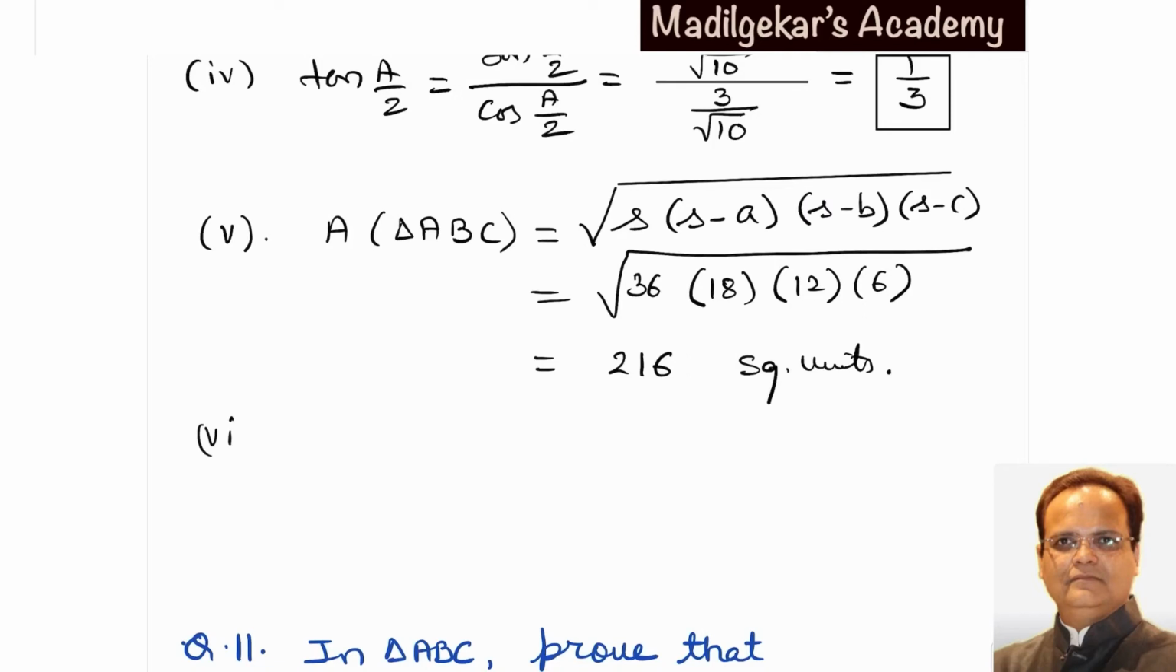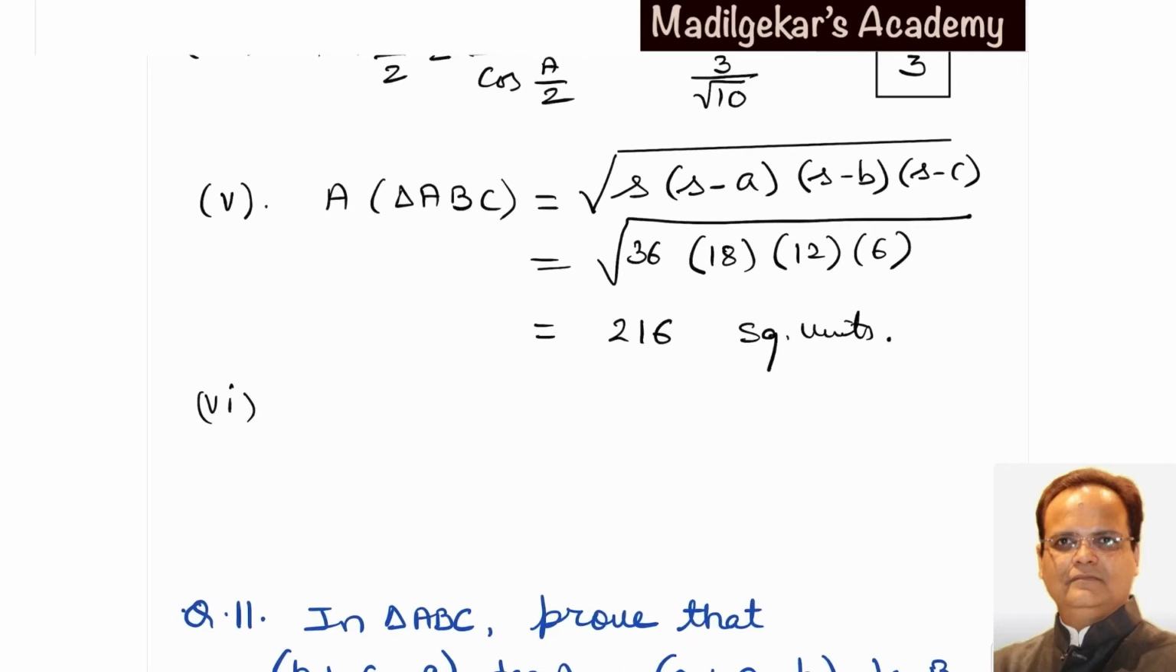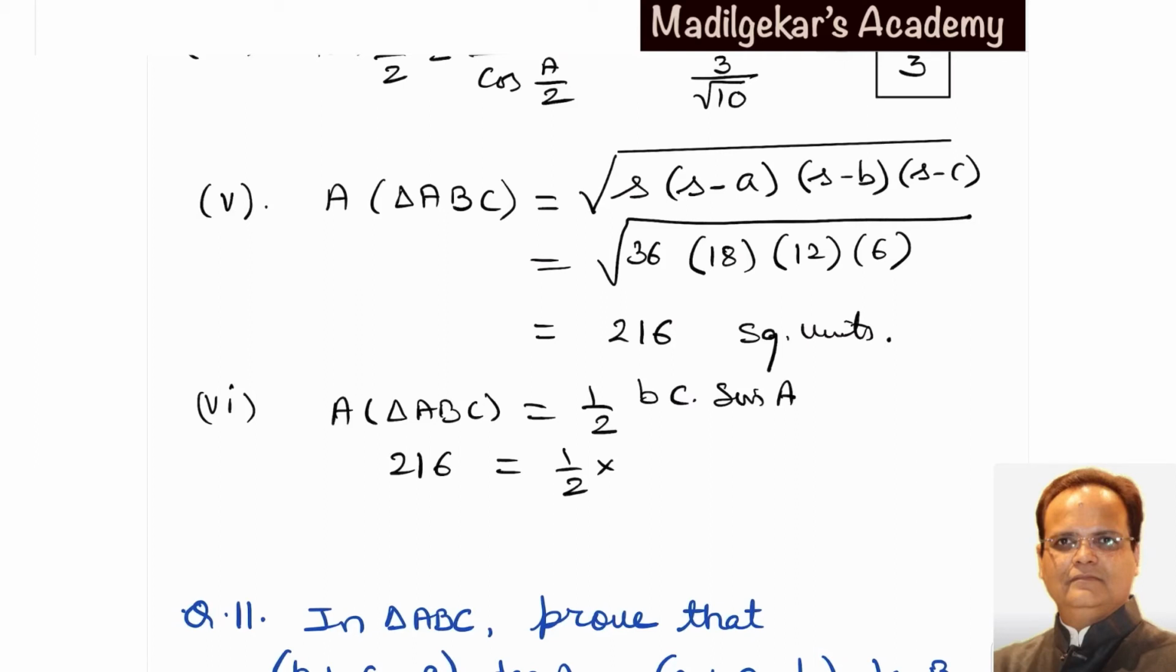Now the last bit of this question, to find sine A. We know area of triangle ABC is given by half BC sine A. From fifth bit, area of triangle is 216. B is already given, it is 24, and C is 30 into sine A. On simplifying, we get sine A equals to 3 by 5.